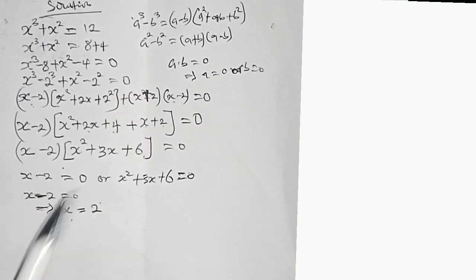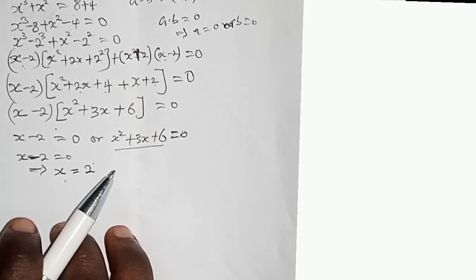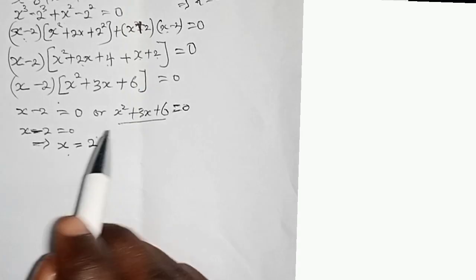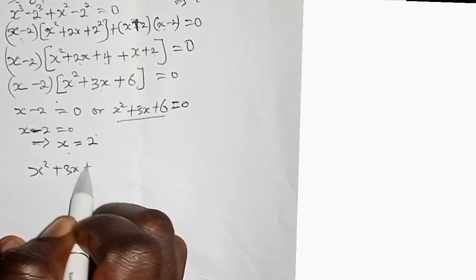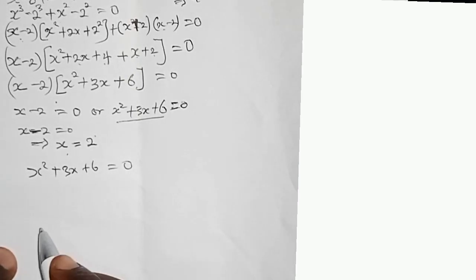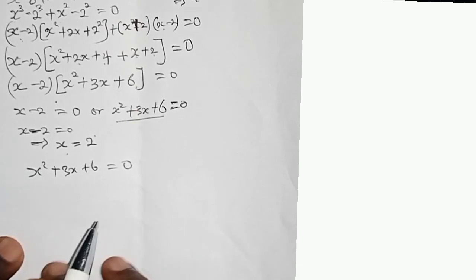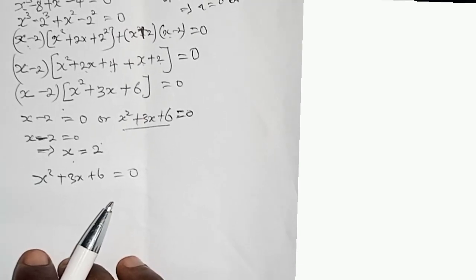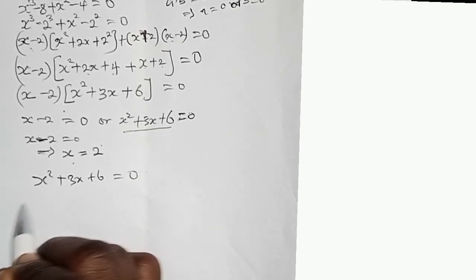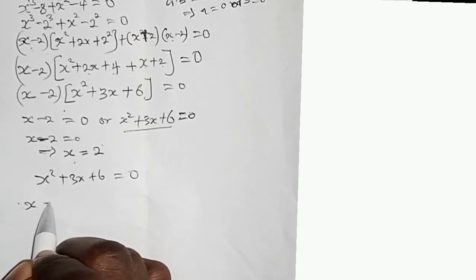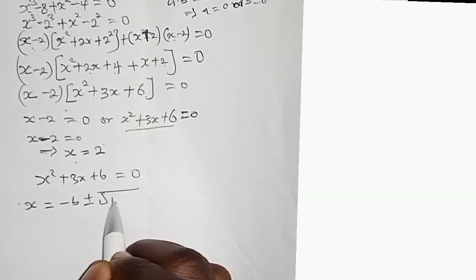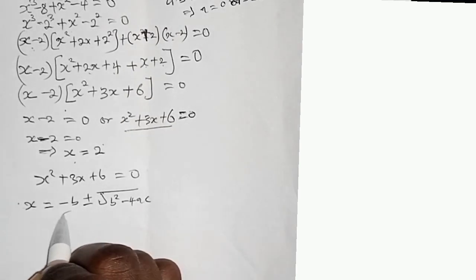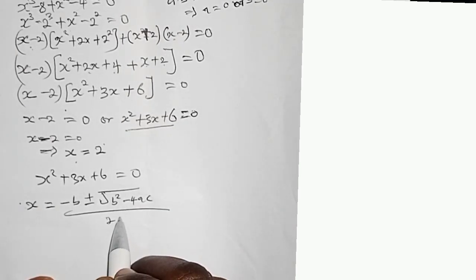So what we have to do next is simplify this one right here to get the remaining two values of x, which will make that equation hold. So we have x squared plus 3x plus 6 equal to 0. I'm going to go straight to the formula method. Using that, x is equal to minus b plus or minus the square root of b squared minus 4ac, divided by 2 times a.